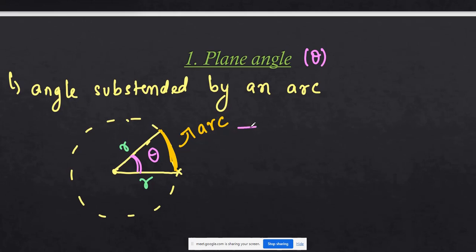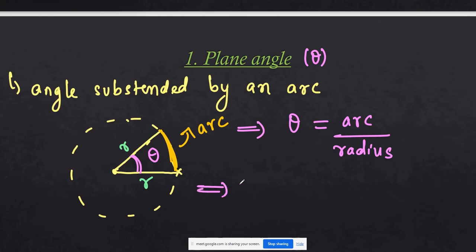So the plane angle formula: theta is equal to arc by radius. This is the formula for plane angle. How much is the arc distance and how much is the radius distance? And what are the units of this plane angle? Its units are radians. It is measured in radians. 30 radians, 40 radians. The unit of this plane angle is radian. Clear?